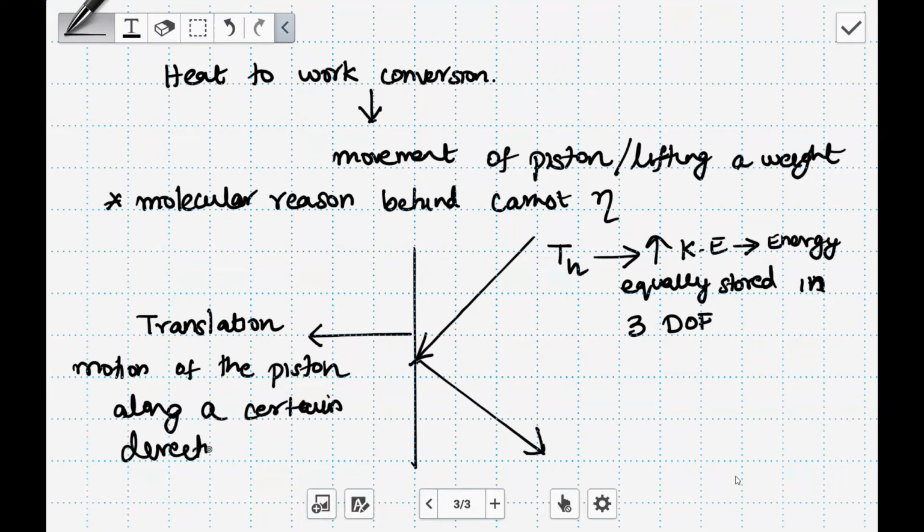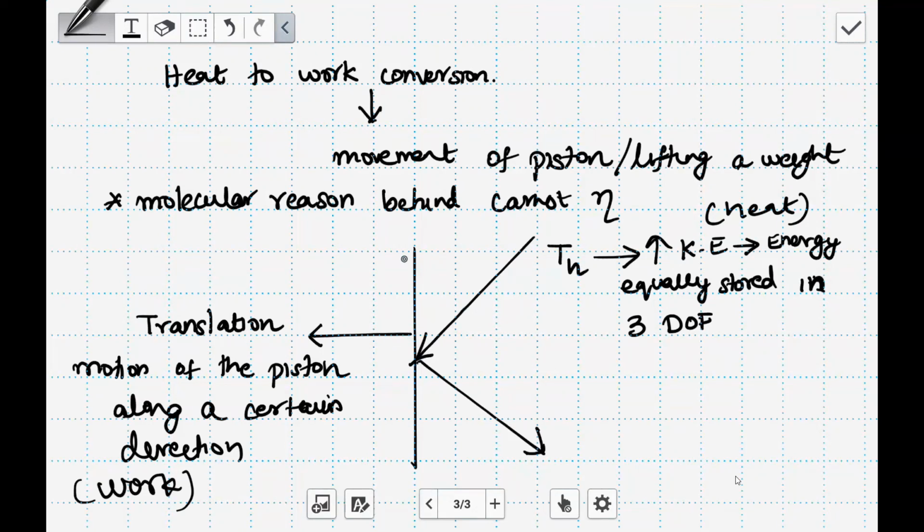That is work. This is the way we interpret work. This is heat. It is never possible for energy that is stored in 3 degrees of freedom to be entirely converted to motion along 1 degree of freedom. Some energy is always left over, and after supplying some energy, this molecule collides. There is a momentum transfer to the piston.